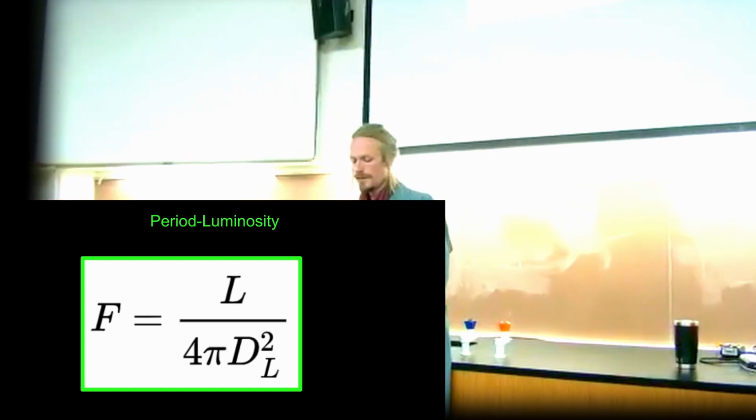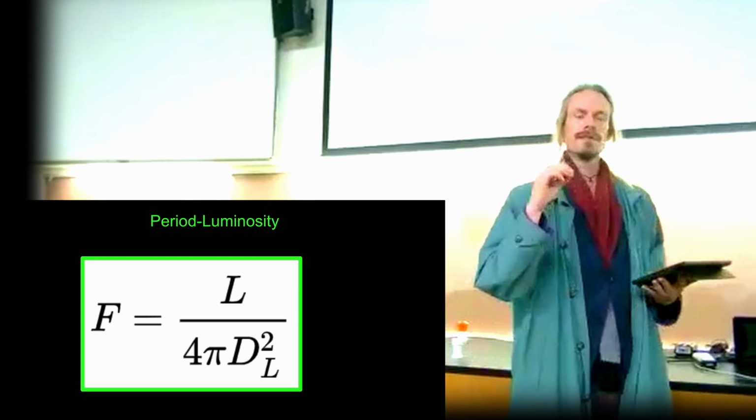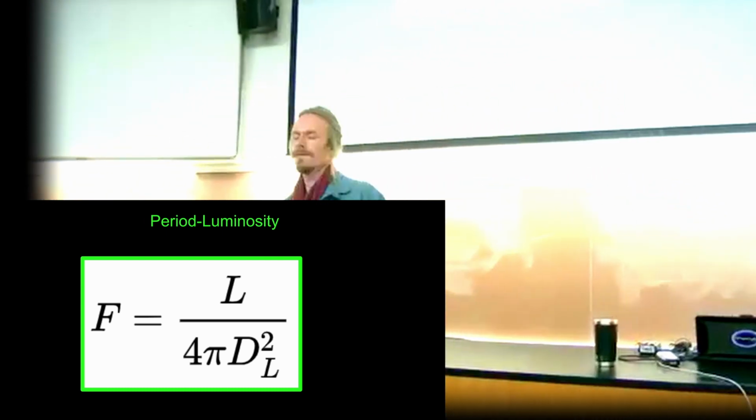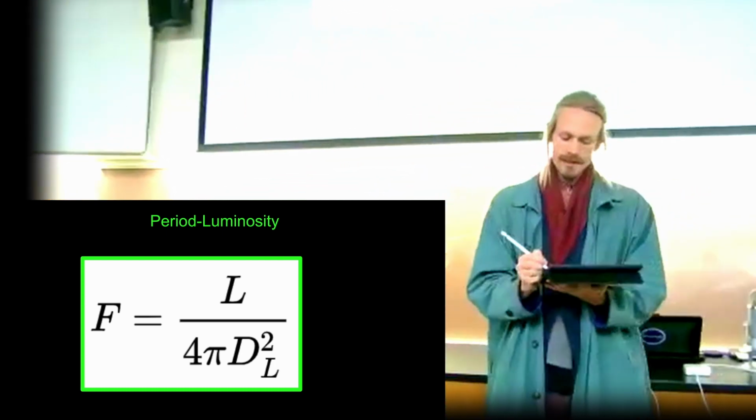So remember, they know from other measurements the distance to these particular forms of pulsating stars. If they see them somewhere else, then they're going to be able to extrapolate the same thing backwards and scale it.